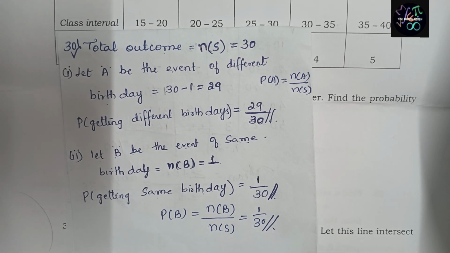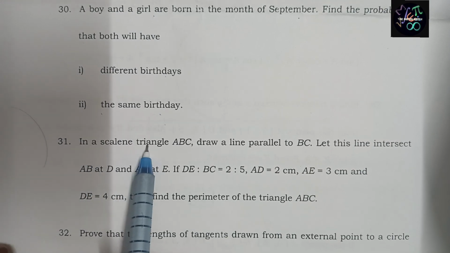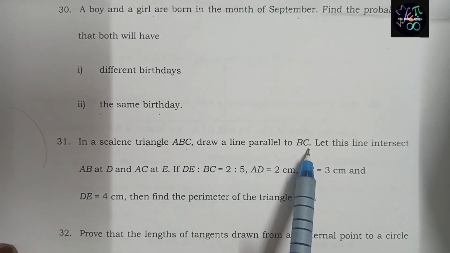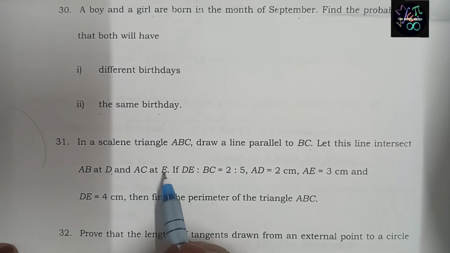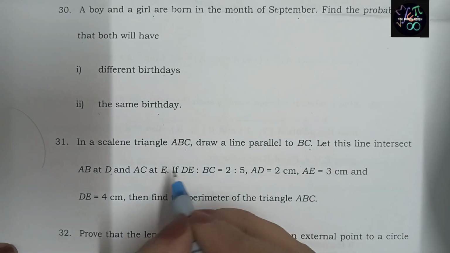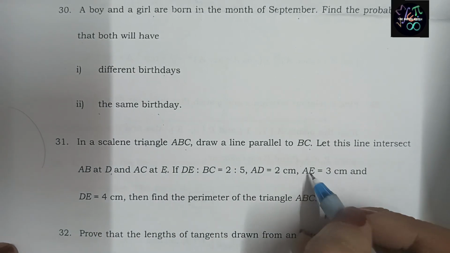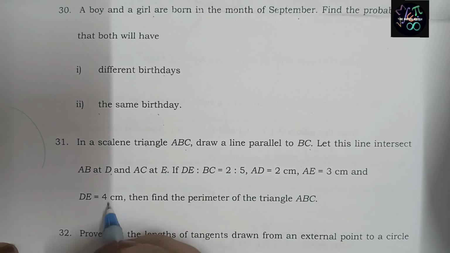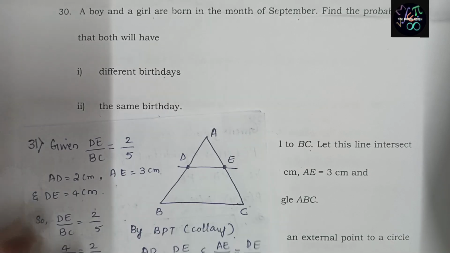Let us see the next question. Here question 31 is: in a scalene triangle ABC, draw a line parallel to BC. Let this line intersect AB at D and AC at E. That means DE is parallel to BC, because they have told parallel also, right? If DE to BC is equal to 2:5, AD is 2 cm, AE is 3 cm, DE is 4 cm, then the perimeter of triangle ABC is. Okay, very interesting question again.